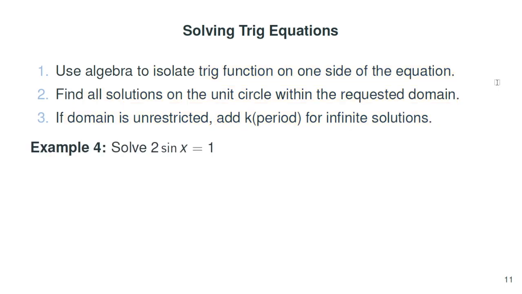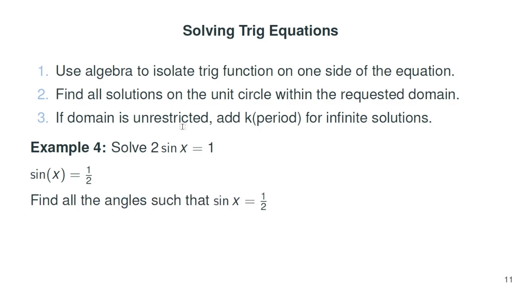Here it says solve 2 sine x equals 1. Since it says solve, it means we're finding all the angles that will make this equation true, because we're not verifying, this is solving. So first, we want to isolate sine x by itself. We can achieve that by dividing both sides by 2. So I get sine x equals half. That means I'm finding all the angles such that sine of that angle equals half.